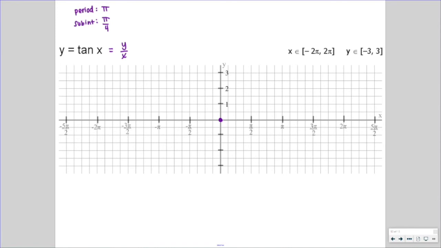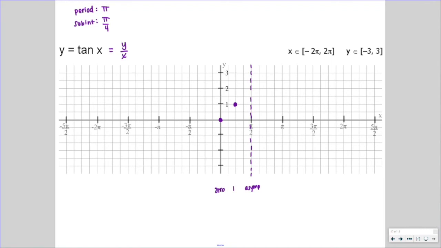And then every pi over 4, so pi over 4, that's where x and y are equal to one another. That's where tangent is positive 1. And then another pi over 4 at pi over 2, so pi over 2, that's where x is 0. We have something undefined. Okay, so pi over 2, tangent is undefined. All right, so we've gotten 0, 1, asymptote.